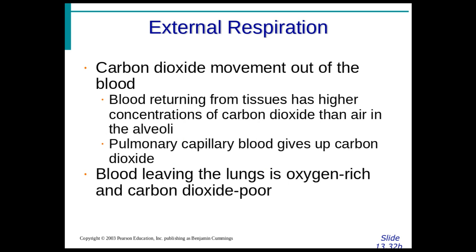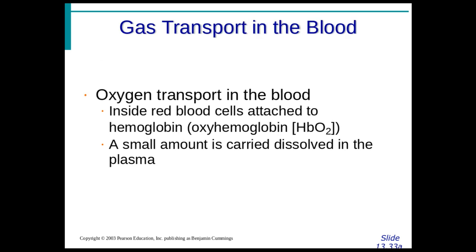Blood leaving the lungs is oxygen rich, obviously, and carbon dioxide poor. Oxygen transport in the blood: inside red blood cells, oxygen attaches to your hemoglobin. It's an iron-based molecule that can hold on to 4 oxygen molecules as it goes through there, and a small amount is dissolved in the plasma. So there is a little bit of oxygen in your plasma as well.